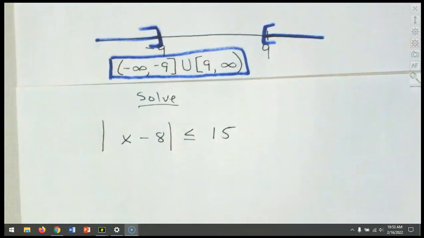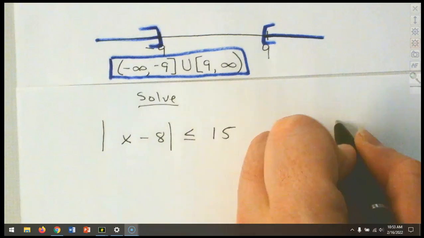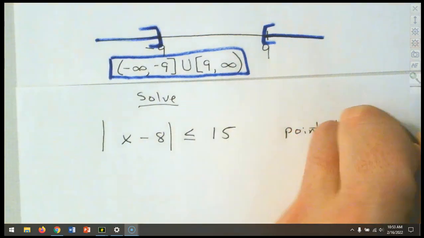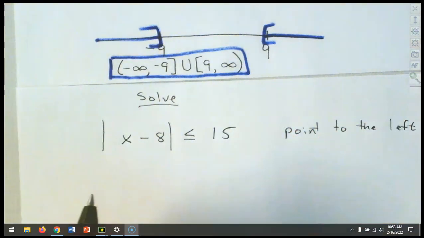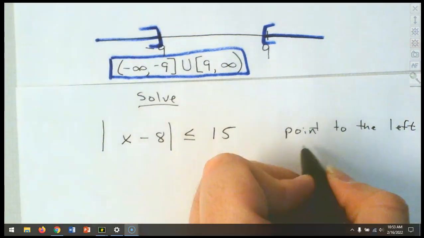Okay, now, what about this one? Is there anything to move over? Nope, nothing to move over. Okay, so what do we want? Well, which way does it point? Points to the left. If it points to the left, we have that three-part inequality.